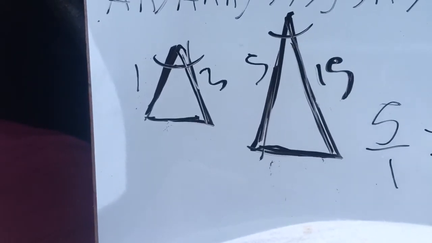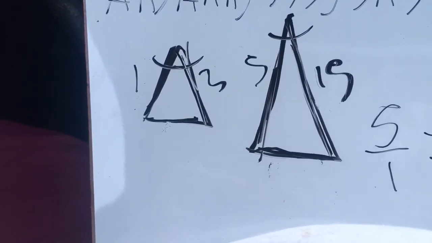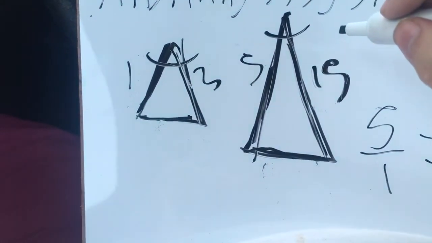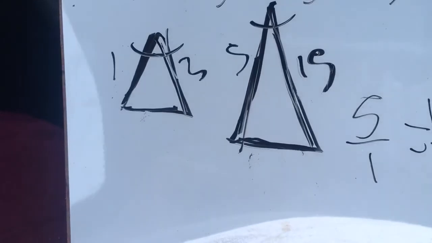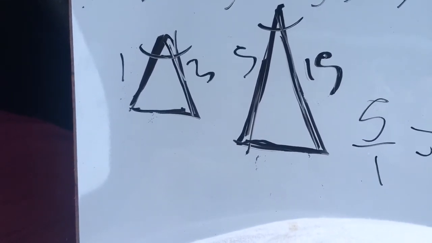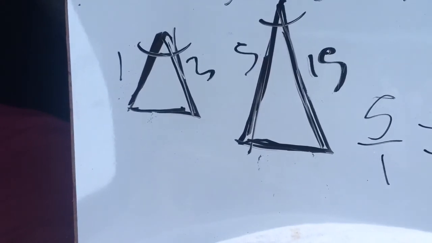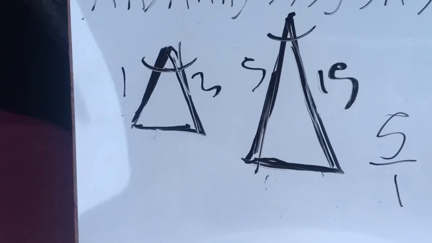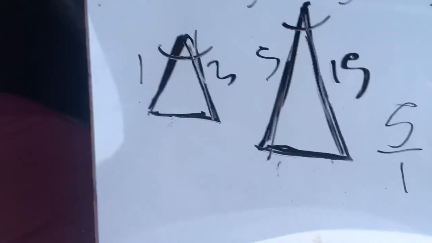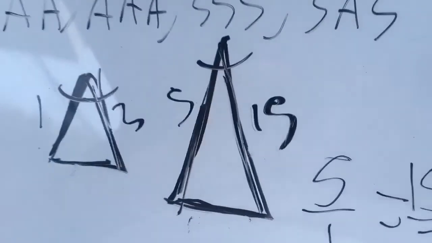then the triangles are similar, they're the same shape. Yeah, they're the same shape. And that's the similarity postulates. Let's move on.